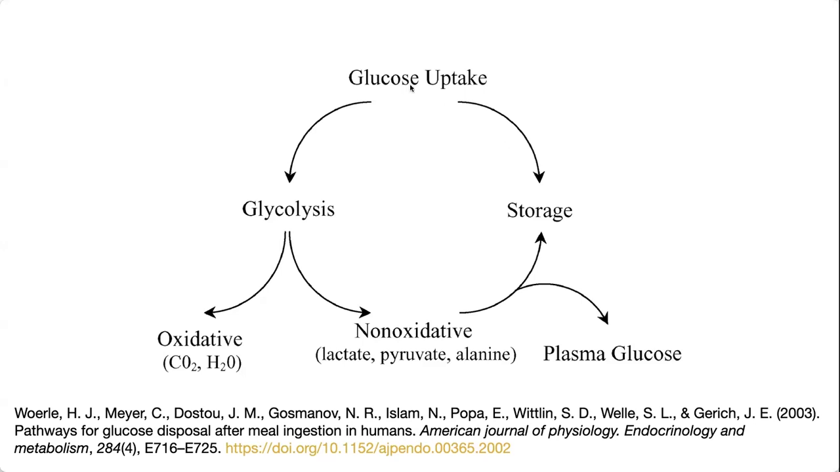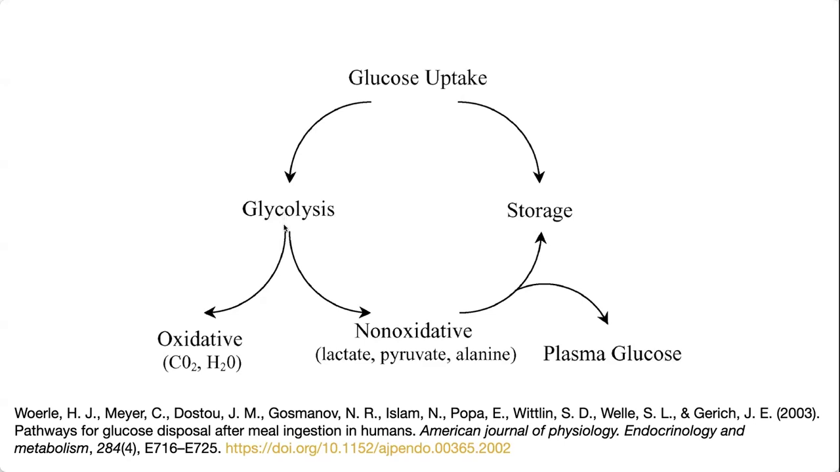So we have our glucose uptake. They basically ingested some glucose. Now, some of this glucose is going to get catabolized. It's going to go through glycolysis. And some of it is going to get stored. So this is going to be direct storage as glycogen. What's going to happen to the stuff that went through glycolysis?